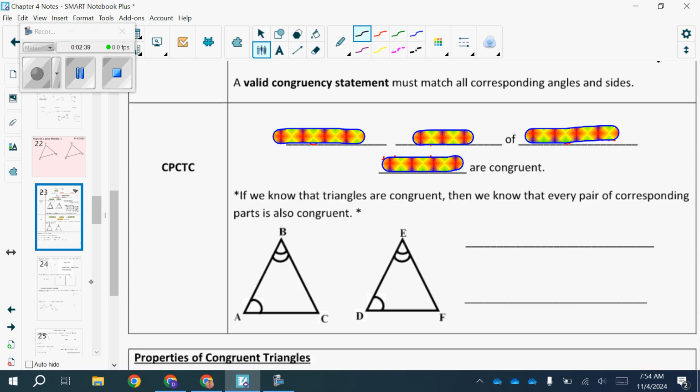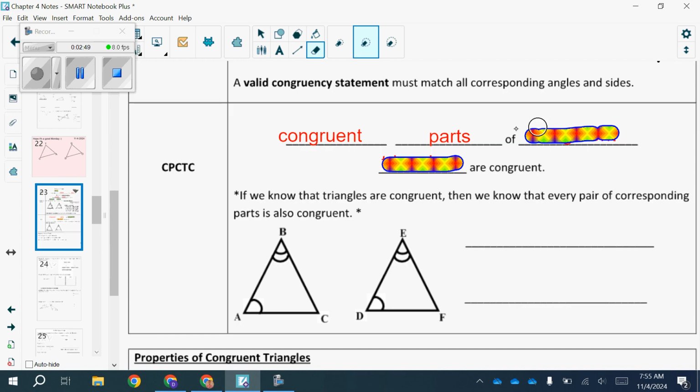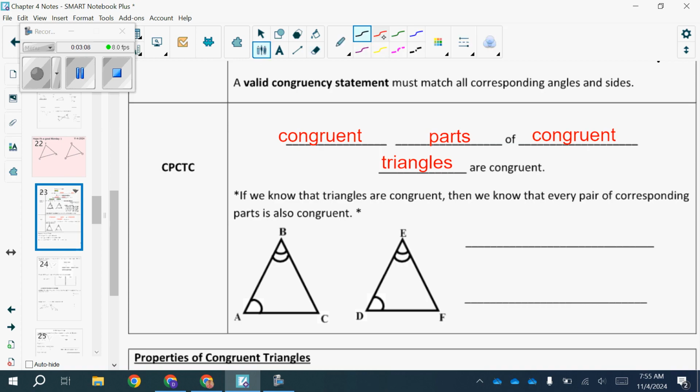So next, CPCTC. Congruent parts of congruent triangles are congruent. So if we know that triangles are congruent, then we know that every pair of corresponding parts is also congruent. For example, based on what they gave us, angle A is congruent to angle D, and angle B is congruent to angle E.